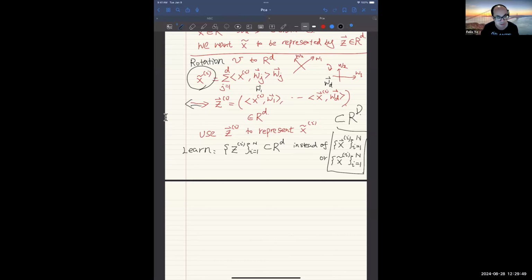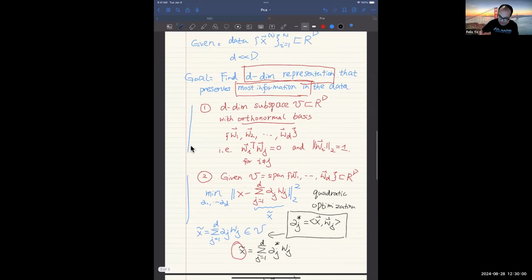All right. Okay, so now we have basically solved the second question. If we are given such a V, we can easily find this R, alpha 1 to alpha D. But the question is, how can we solve the first one? How do we find the V?